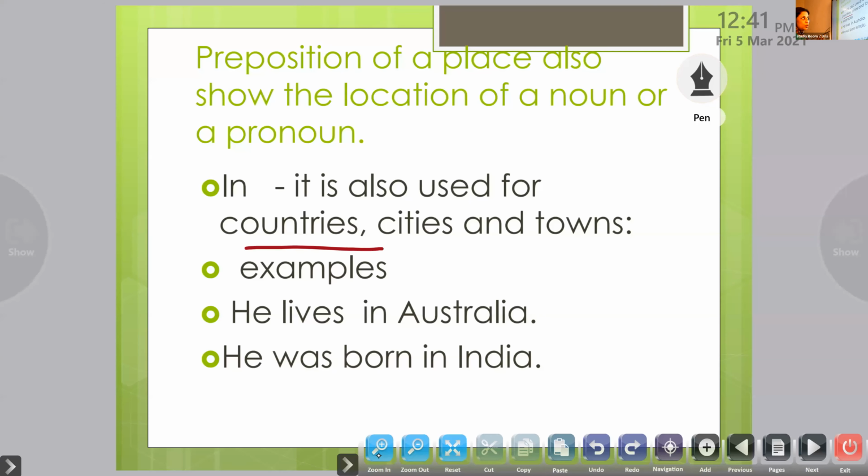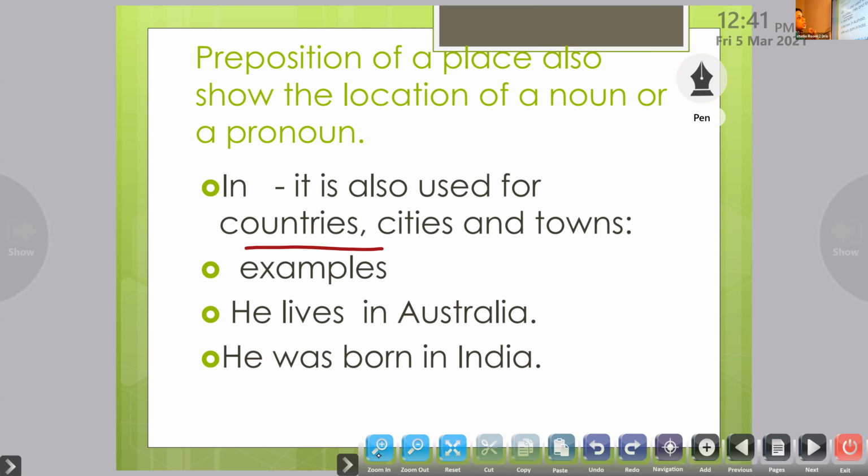I've already sent the notes. Go through the notes very well. Then, he lives in Australia. When we speak about a country, we use the preposition in. India is also a country, so we use the preposition in. When we speak about cities, such as Mumbai, all these metropolitan cities or any other cities, we use the preposition in. Or when we talk about towns, we also use the preposition in. Thrissur is a town, so we use the preposition in. So Mala is in Thrissur.